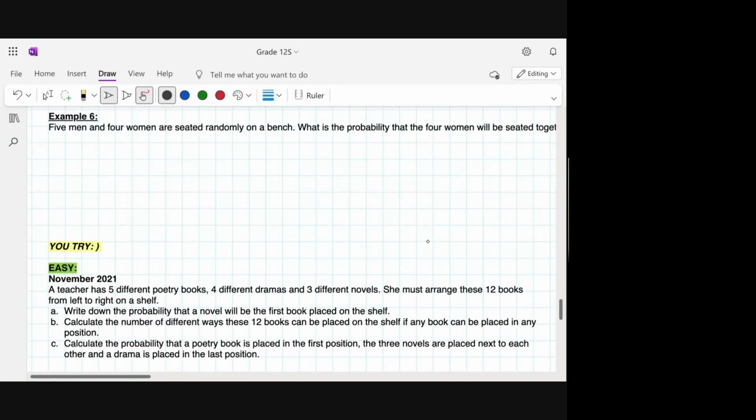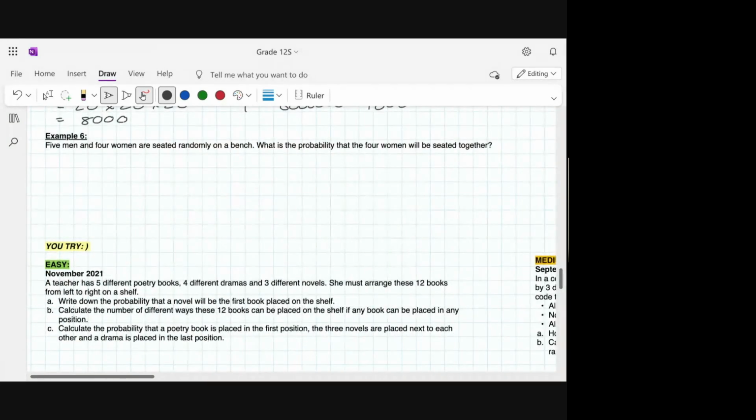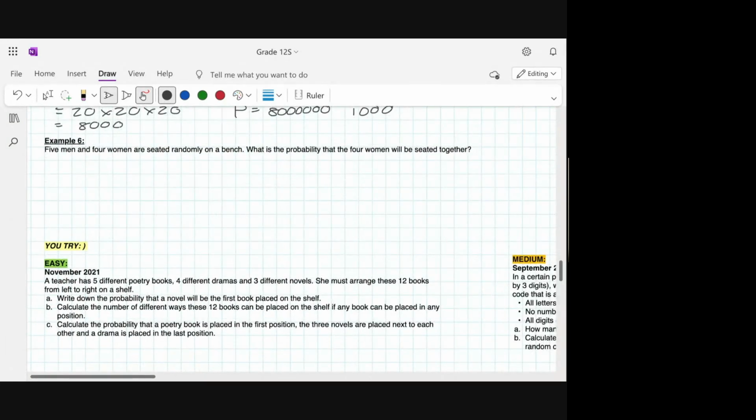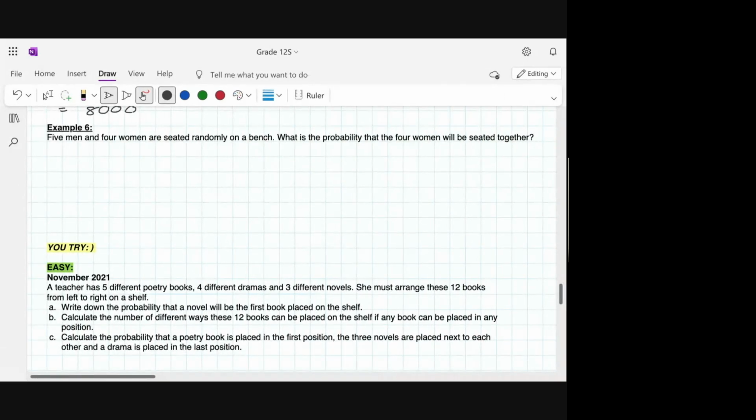Last two questions for tonight from Teacher Sam. Oh, I'm lying. She's given us an easy and a medium and a hard. Never mind. She's given us some more.